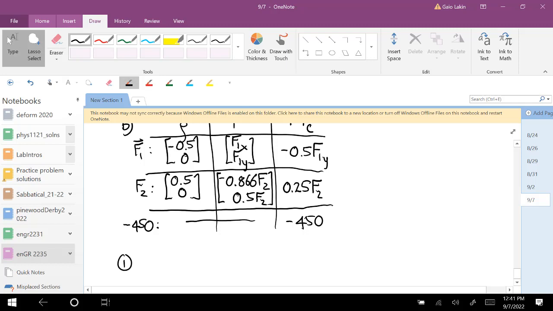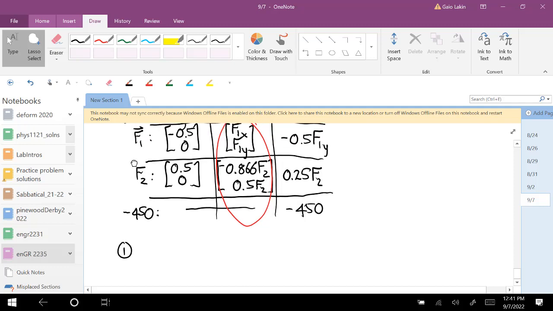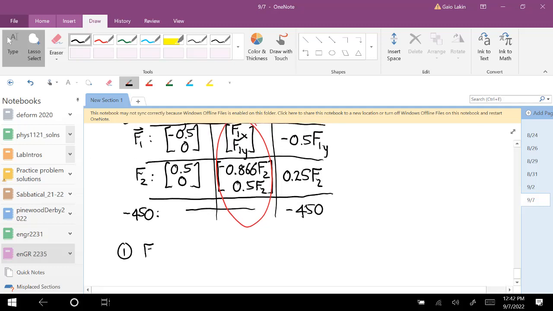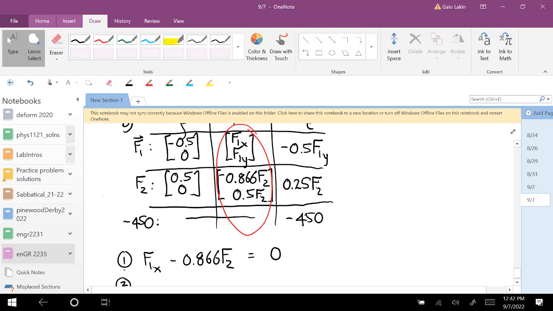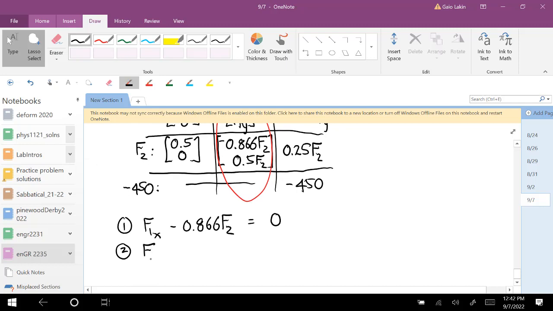So add up the x components, they have to be equal to 0. And again, that's just adding up the vectors in the force column. So we got F1x minus 0.866 F2 is equal to 0. The second equation says F1y plus 0.5 F2 is equal to 0.